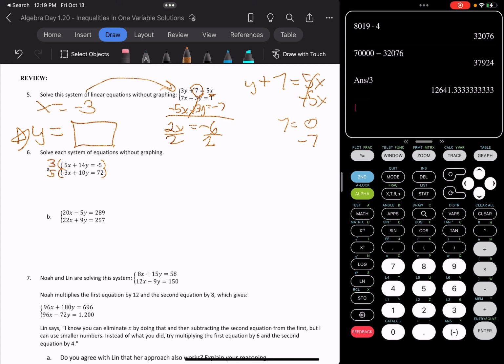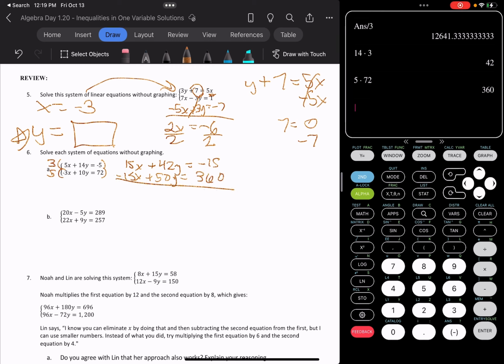So let's rewrite this. I'm going to get 15x plus 14 times 3, should be 42, I believe, yes, plus 42y equals negative 15. And then negative 15x plus 50y equals 5 times 72 is 360. 15 minus 15 is 0. That cancels out. That's what we were hoping to get. We get 92y equals 360 and negative 15. It's going to give us 345. Divide both sides by 92.